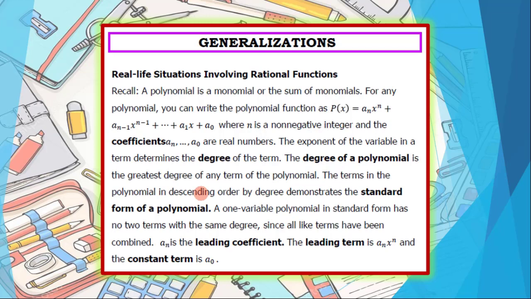The terms in the polynomial in descending order, meaning from highest to lowest, by degree, demonstrates the standard form of a polynomial function. A one-variable polynomial in standard form has no two terms with the same degree, since all like terms have been combined. A sub n is called the leading coefficient. The leading term is a sub n times x raised to n, and the constant term is a sub 0.